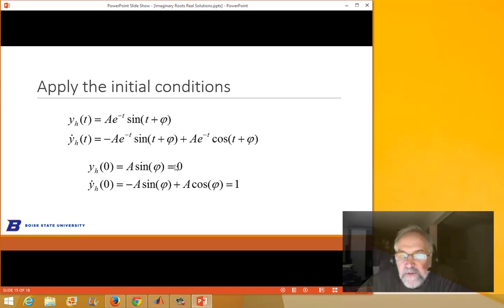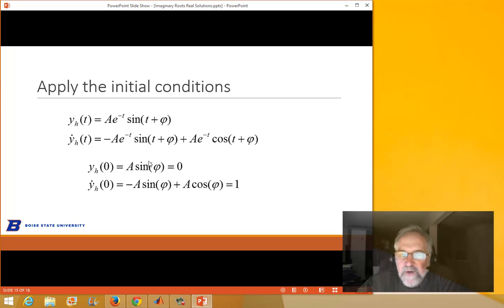y at 0 is equal to 0, so I have A sine of phi equals 0, and y dot is minus A sine phi plus A cosine phi equals 1. So we have two equations, two unknowns, the unknowns being A and phi. It's a little more complicated than your typical exponential kind of differential equation, because one of the unknowns is transcendental. It's inside a transcendental function. So we have to do a little substitution.